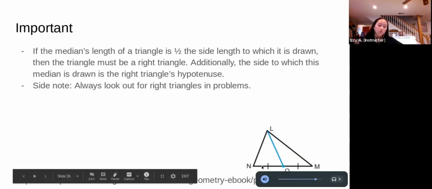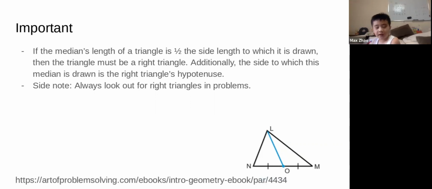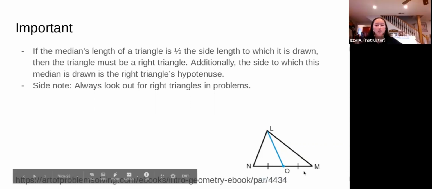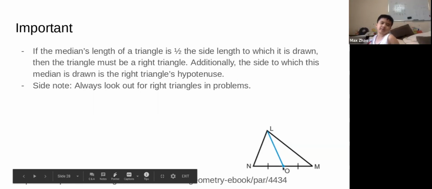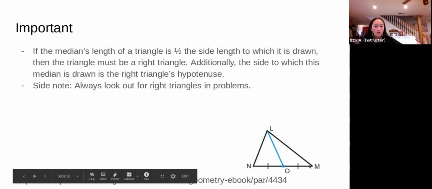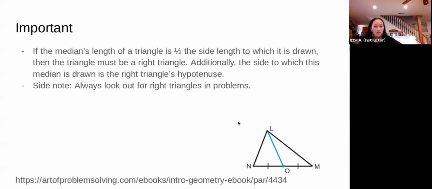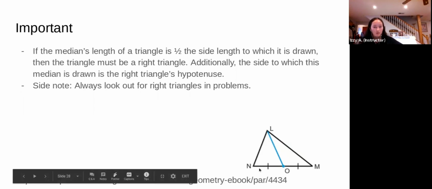What does side length mean? Side length, so this is a side length. This is a side length, that's a side length. But so in this case, the median is drawn to NM, and if the median was 1/2 the length of NM, then triangle LNM would be a right triangle. But because the median is longer than 1/2 the length of NM, triangle LNM is not a right triangle.